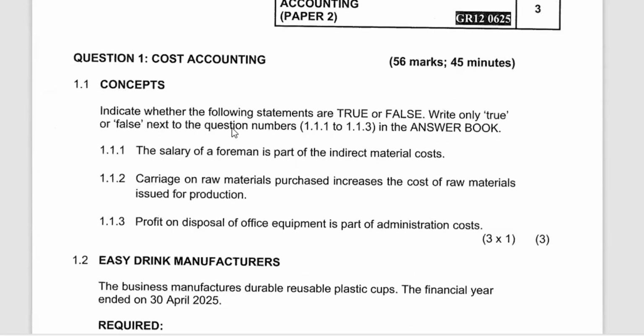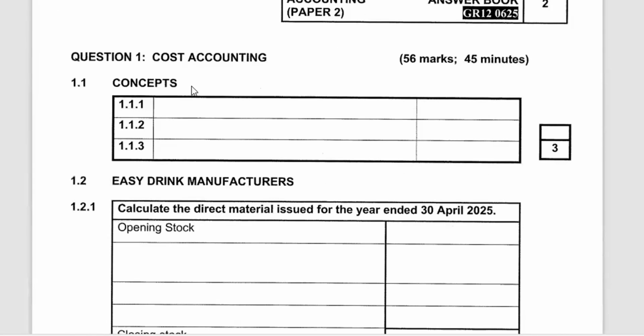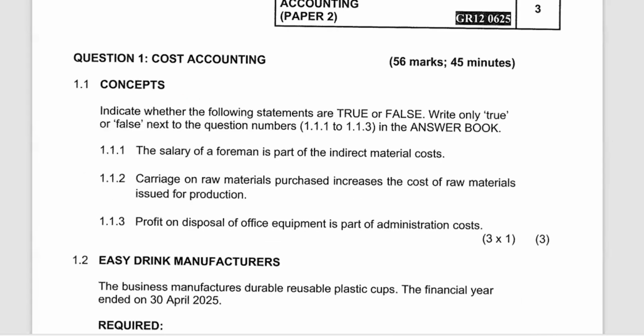Question 1, we have our cost accounting. It says indicate whether the following statements are true or false. Write only true or false next to the question numbers 1.1.1 to 1.1.3 in the answer book. The salary of a foreman is part of the indirect material cost. So it's false because the salary can't be part of the indirect material cost. So 1.1.1, we have false.